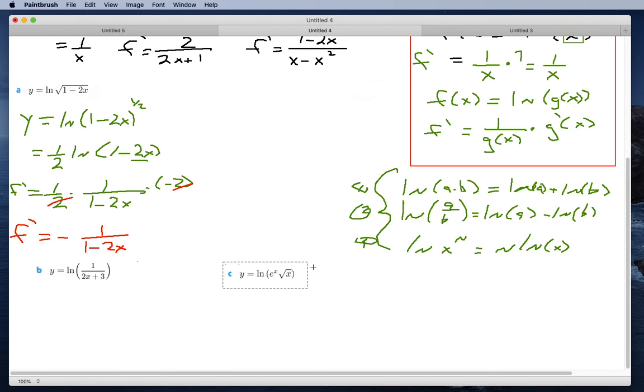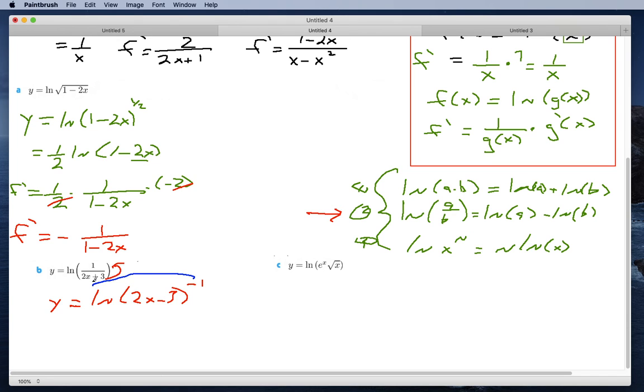So in this example here, what I'd like to do is, first of all, bring this 2x plus 3 up top. So if you know your indice rules, you should be able to write this here as to the -1. So I brought this whole thing and I flipped it up here. And now I have this ln of (2x plus 3) to the -1. An alternative method is to use rule number 2 and split the logs between ln 1 minus ln of 2x plus 3. That might be easier, but you'll get the same answer.